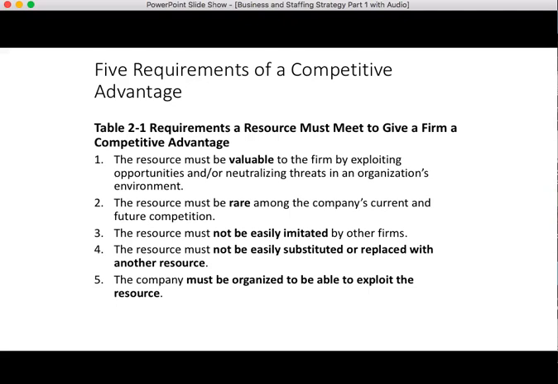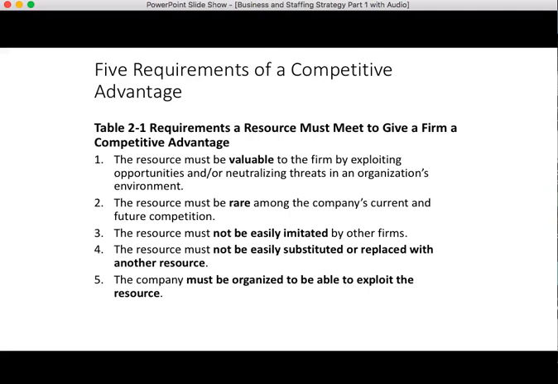Number 3, the resource must not be easily imitated. So what we're saying is that you cannot just copy what somebody else has or does, that it has to be rare and not easy to copy or imitate. So again, by human capital, because human beings are all so unique and they bring unique things to the organization, human capital is not easily imitated. And if you do a good job training them, developing them, and they want to stay at the company, you then have that to capitalize on.